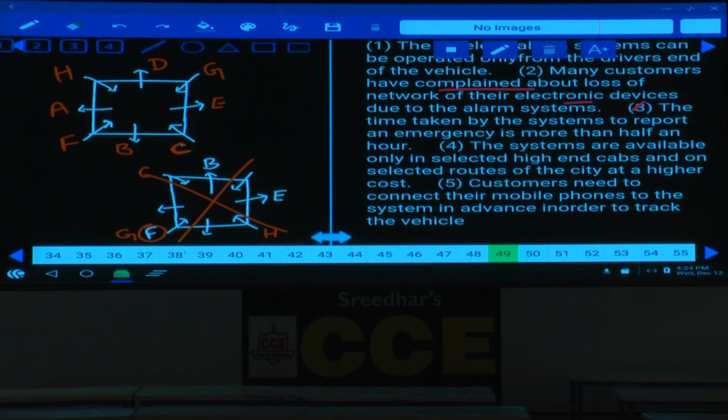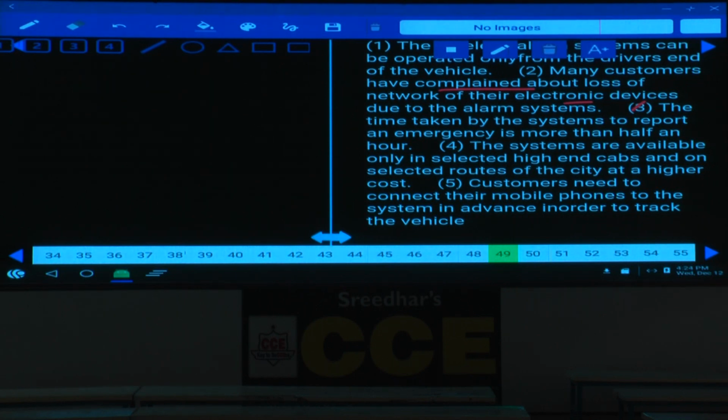Then the fourth one: the systems are available only in selected high-end cabs and on selected routes of the city at a higher cost, isn't it? Now, the cost is higher, and at the same time it was only through some of the routes. And this is the reason why people are not preferring this. And this is again a reason.